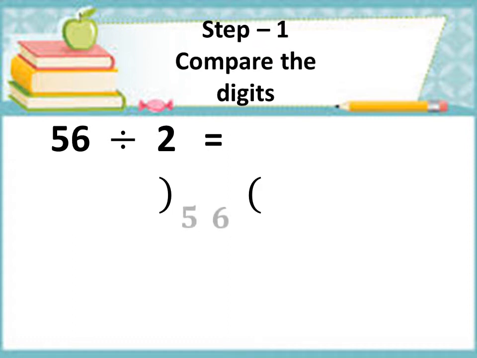Now let us see the division problem using the steps. 56 divided by 2. Here we are using division brackets to show division. Step 1 is to compare the digits. We compare the leftmost digit of the dividend with the divisor. Here the leftmost digit is the digit in tens place, that is 5. 5 is greater than 2. Therefore, we can divide 5 by 2.